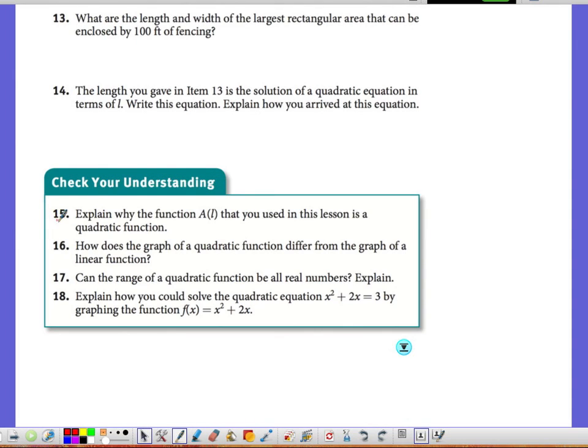Okay, so I encourage you to do number 15 as well. That one as well. This is an interesting question. And then take a look at that.